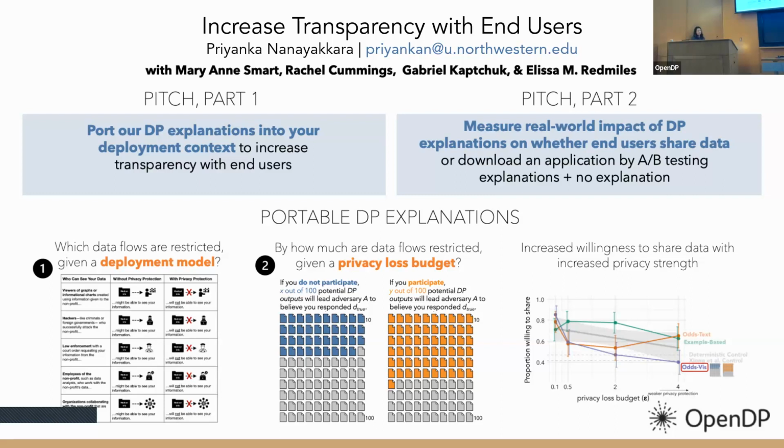Over the past couple of years, my collaborators and I have been working on developing portable explanation methods for DP guarantees, and now we're looking to bring them into practice. So that brings me to part one of my pitch. We are suggesting that we can work closely with your team to port our explanations into your specific deployment context. We think that this would increase transparency with your end users. We also want to benefit the broader academic community by writing up lessons that we learned from this process about challenges and publishing that in some sort of academic magazine article or blog post.